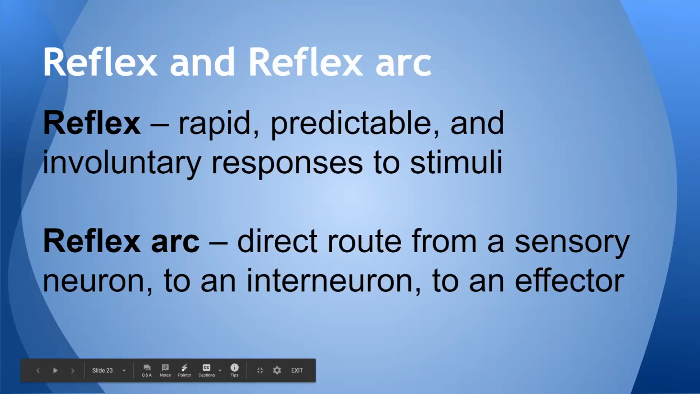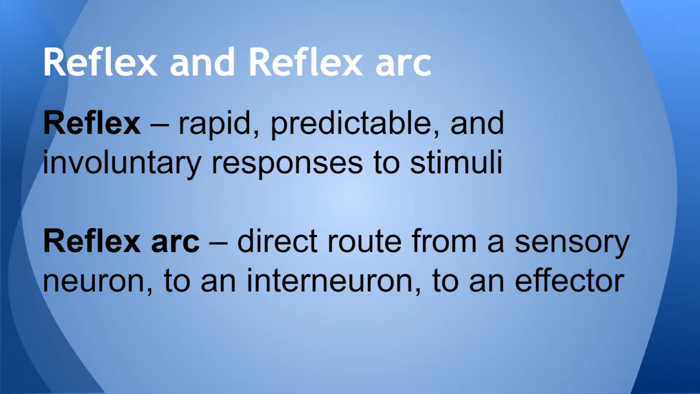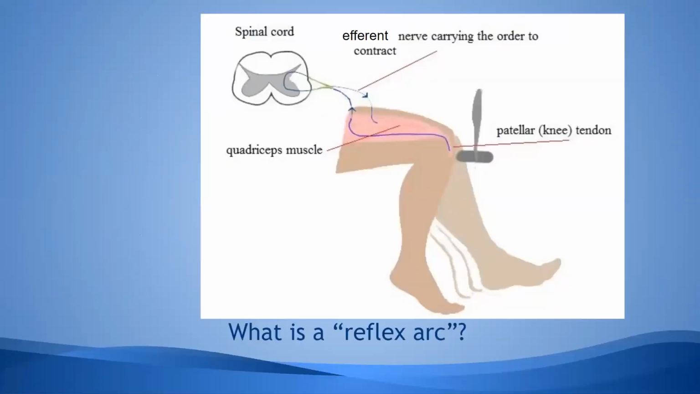So what that means is a reflex is any time we're going to have an involuntary response to a stimulus. Involuntary in the fact that it's not a choice that we actively make from our brain. A reflex arc is the direct route from an incoming sensory neuron to an interneuron, which would be in our central nervous system, in our spinal cord, but it does not go to our brain, and then to an effector mechanism. And it's easier to show an example of this to truly understand it.